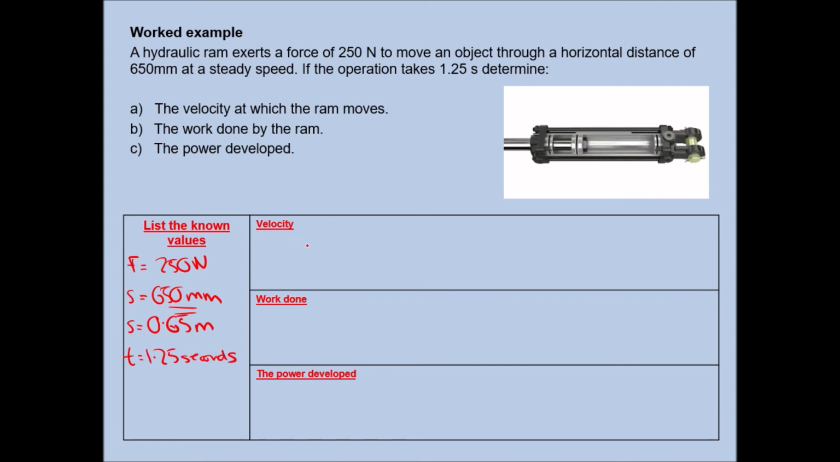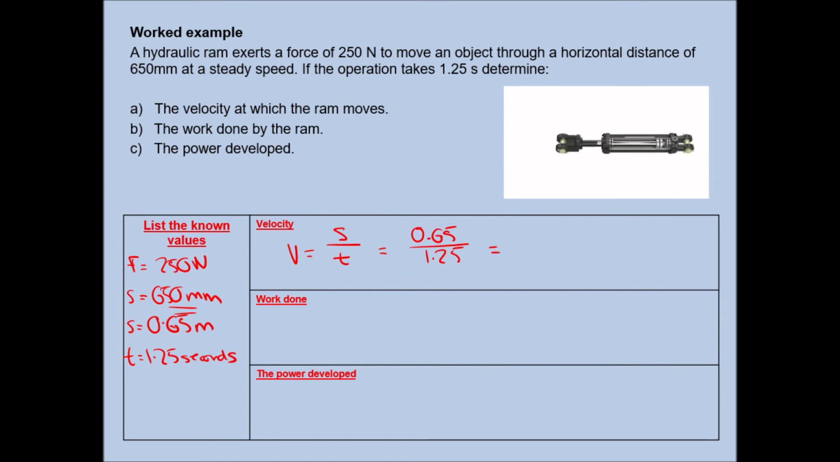So first thing we're going to do, we're going to calculate our velocity. It's asking us to do that. Now again, if you've forgotten how to do this, go back to the previous videos in the dynamics playlist, and what we'll have is velocity is equal to distance divided by time. So velocity, distance we've got 0.65 divided by time, 1.25. Again, pop that in your calculator. So we'll get a velocity of 0.52 meters per second.